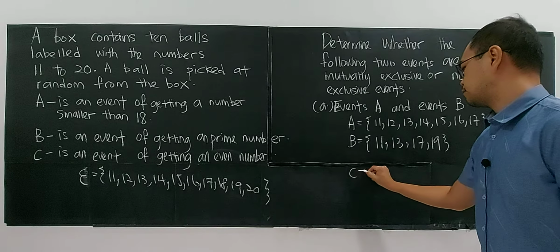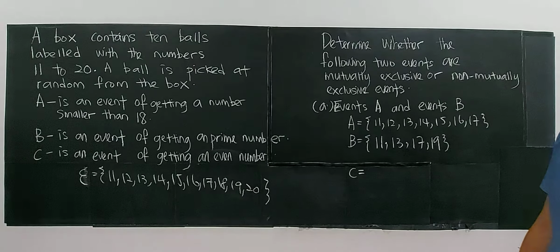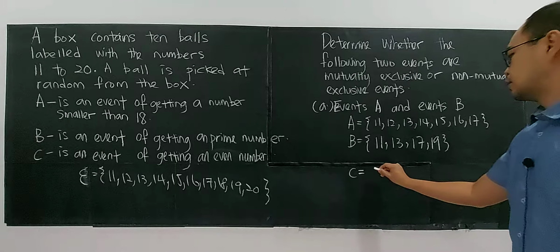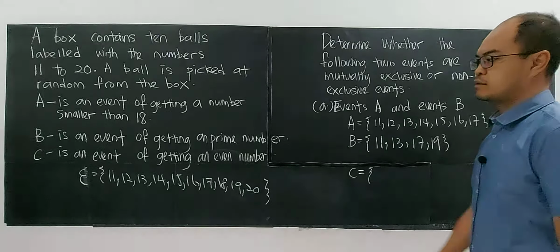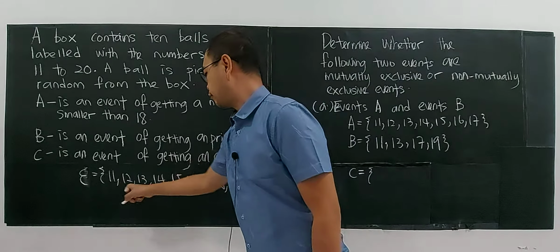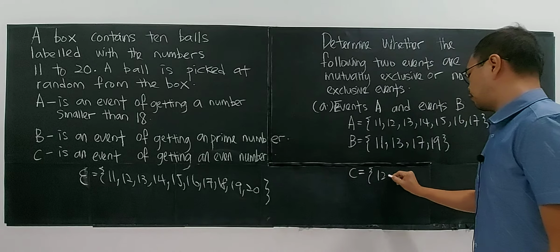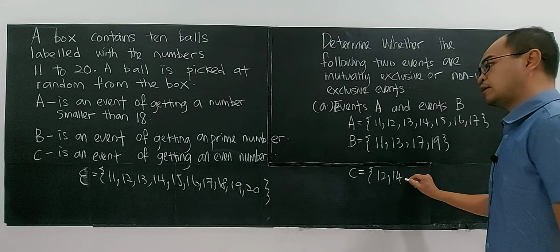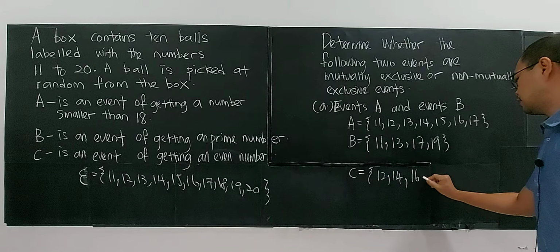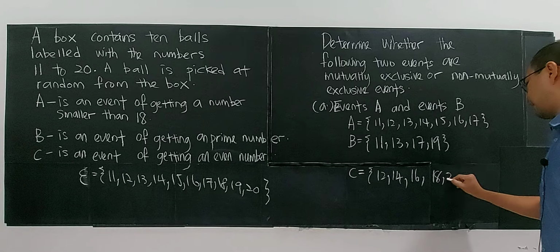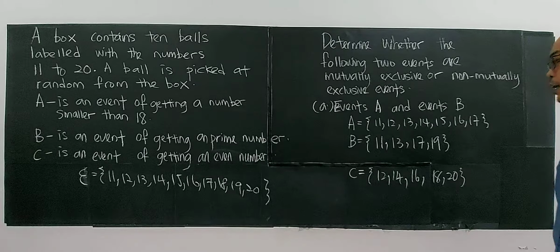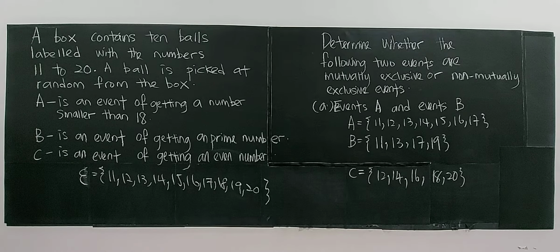And C. C is an event of getting an even number. An even number is a number that is divisible by 2. So 12, 14, 16, 18, and 20. These 5 numbers are even numbers because they can be divided by 2.